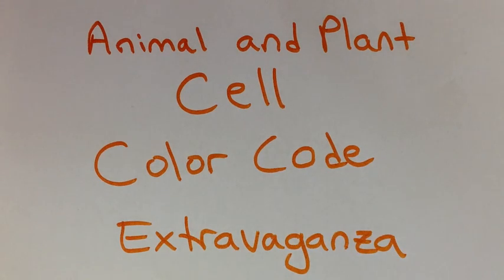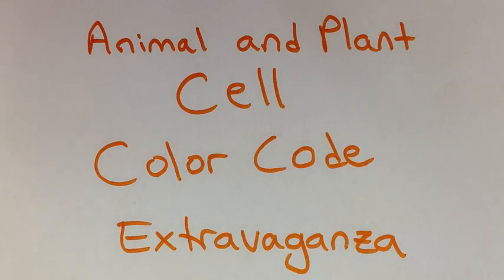All right, 7th and 8th grade science students. So this is the Animal and Plant Cell Color Code Extravaganza. Your first step is to go online and find two pictures, one of an animal cell and one of a plant cell, that is not labeled or colored in.